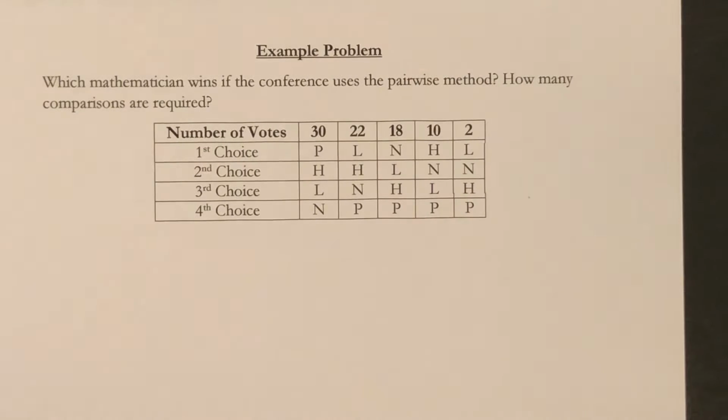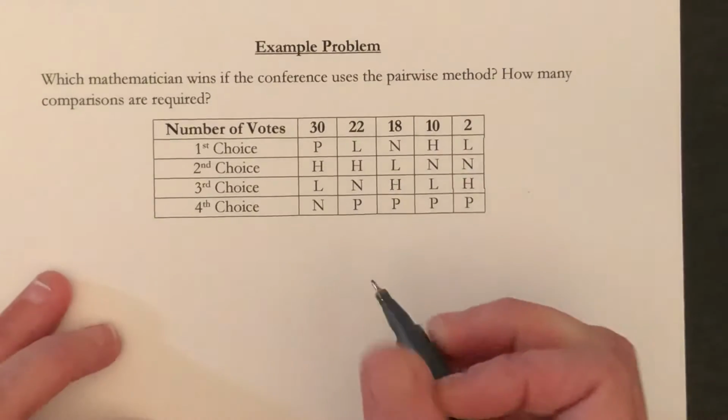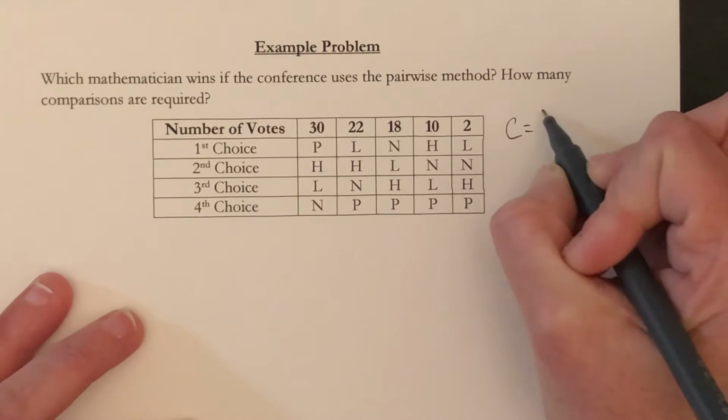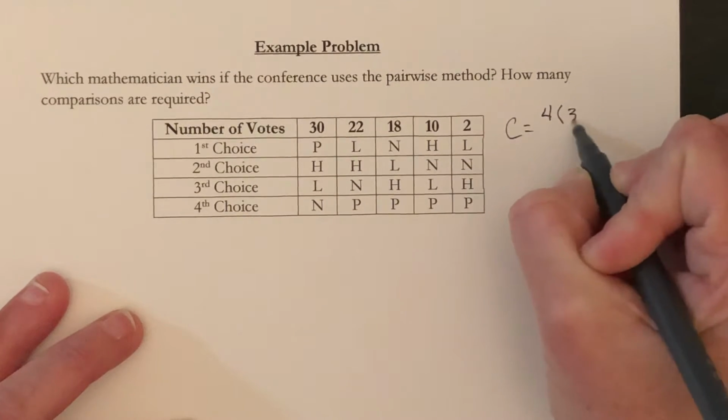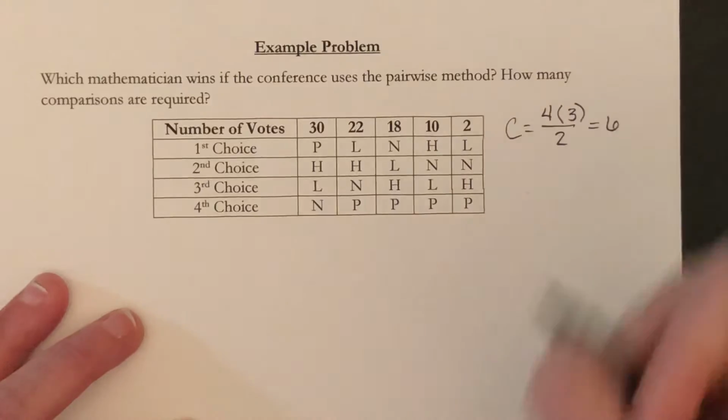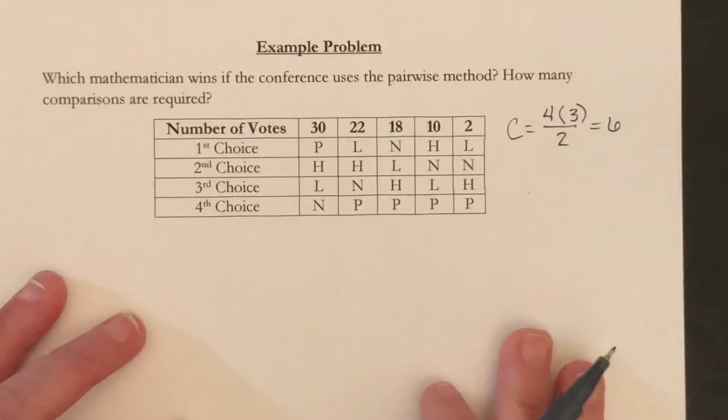Okay, so going to this problem again. Which mathematician wins if the conference uses the pairwise method, and how many comparisons are required? So if we're going to figure out how many comparisons are required, how many candidates do we have? We have 4. Okay, so if we have 4 candidates, the number of comparisons we need is 4 times 4 minus 1 divided by 2, which is 12 divided by 2. So we're going to need to make 6 comparisons.